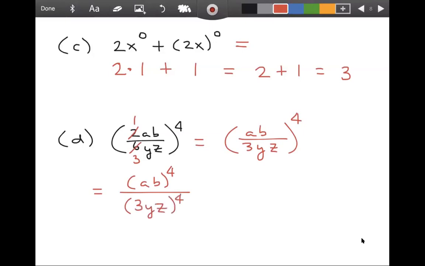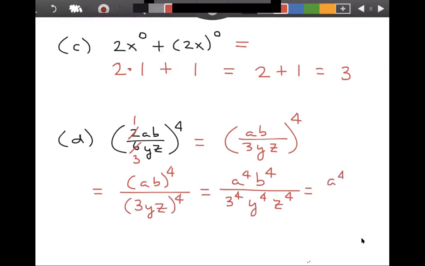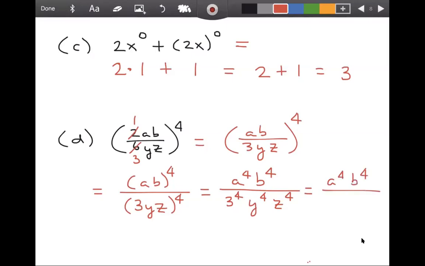And now by the product to a power rule, the 4th power of AB is a to the 4th, b to the 4th. And the 4th power of 3yz is 3 to the 4th, y to the 4th, z to the 4th. So the only thing that I would do with that at this point is just evaluate 3 to the 4th. 3 to the 4th evaluates to 81. So simplified answer, a to the 4th, b to the 4th over 81, y to the 4th, z to the 4th.